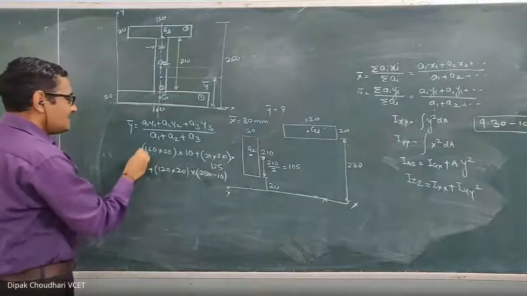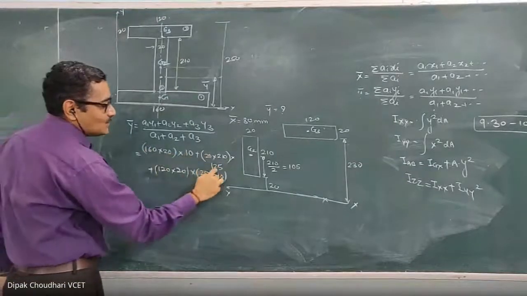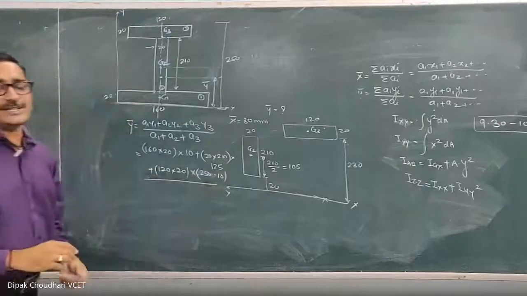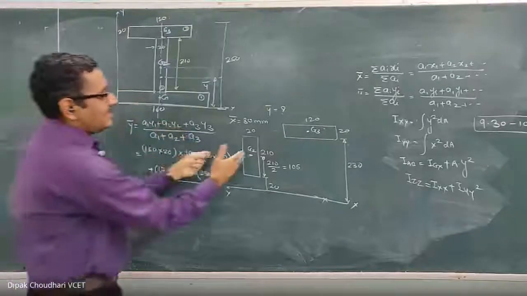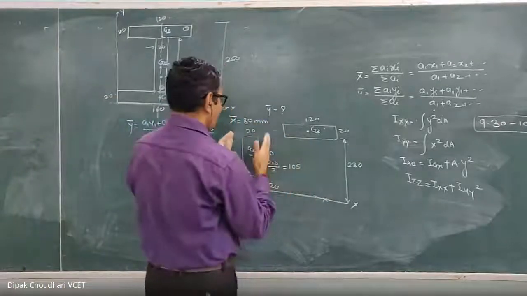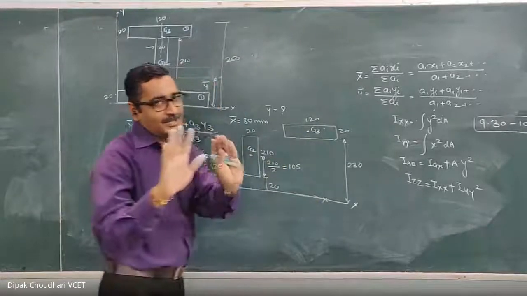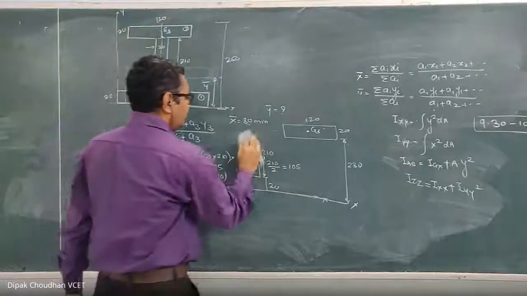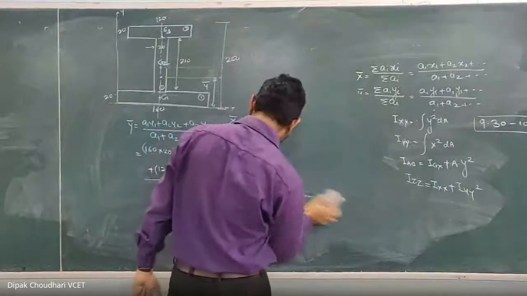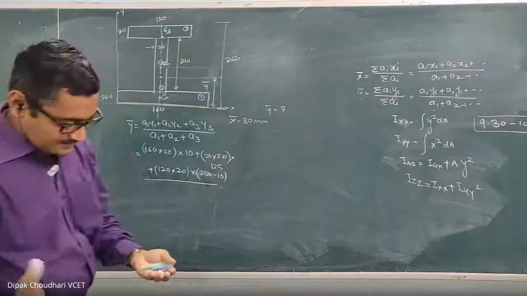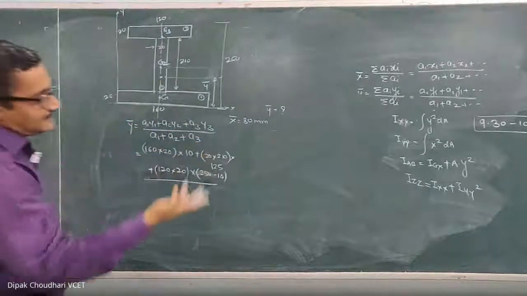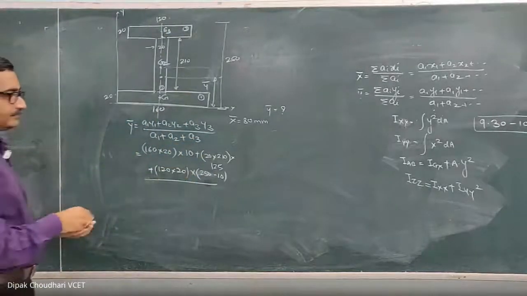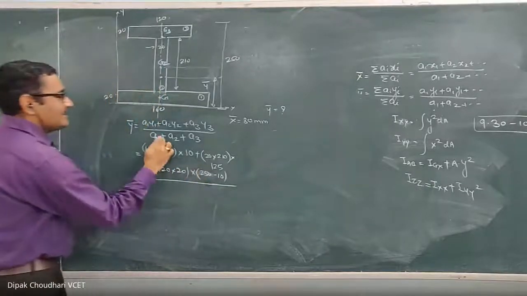Okay, so this is A1Y1 plus A2Y2 plus A3Y3 upon A1 plus A2 plus A3. Now, for your understanding, I have drawn this separate figure, but it is not required. Directly from this figure, you can do this. It is unnecessarily extra work for you. And now you are in second year. If you have done it in the first year, it's okay, but now try to do it directly. Upon A1 plus A2 plus A3.